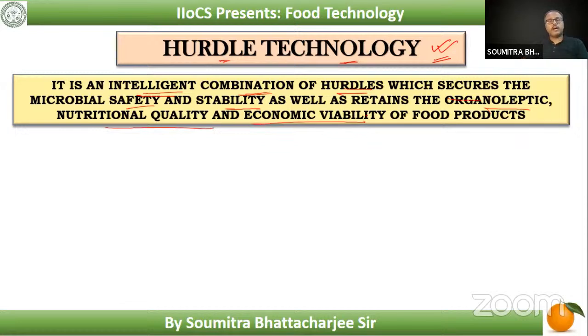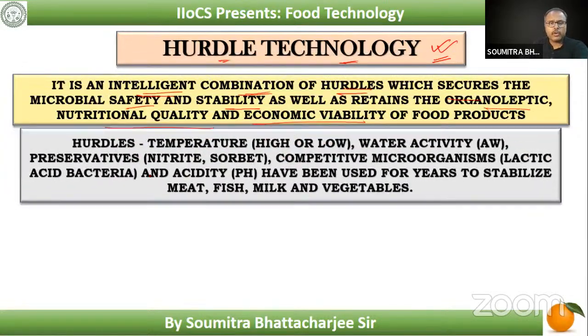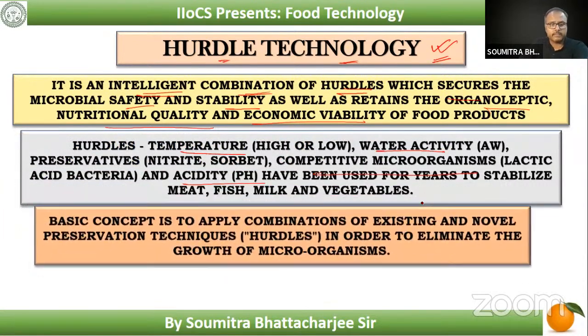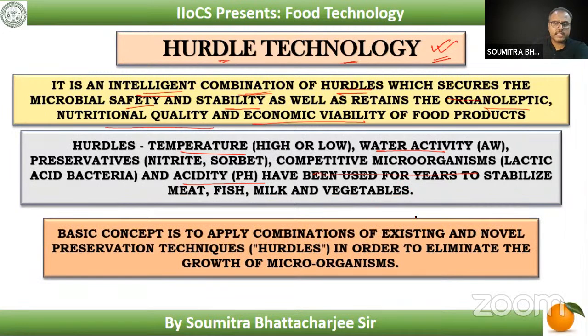All these things we are considering for the food product in hurdle technology. Now, what are the different kinds of hurdles? Like temperature, water activity, competitive microorganisms, and acidity. These are all the classical forms of hurdles itself. And what is the basic concept in the same?